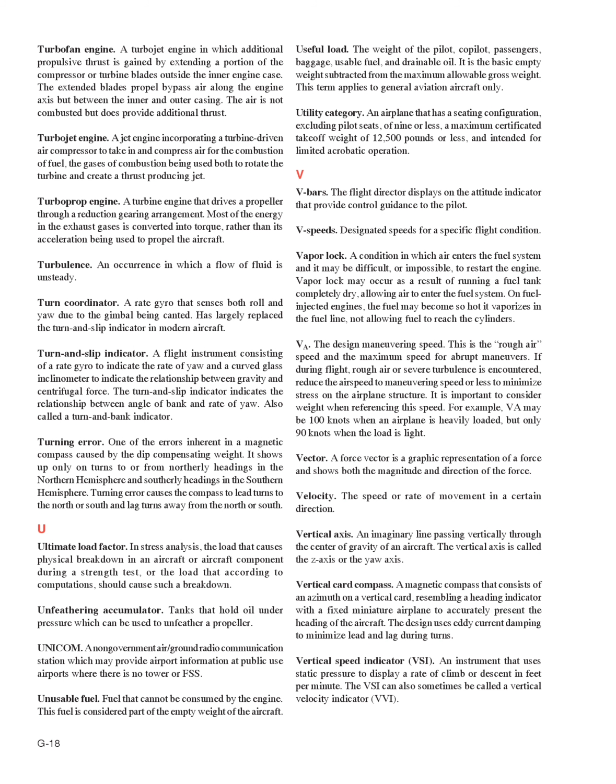Utility category. An airplane that has a seating configuration, excluding pilot seats, of 9 or less, a maximum certificated takeoff weight of 12,500 pounds or less, and intended for limited acrobatic operation. V-bars. The flight director displays on the attitude indicator that provide control guidance to the pilot. V-speeds. Designated speeds for a specific flight condition.